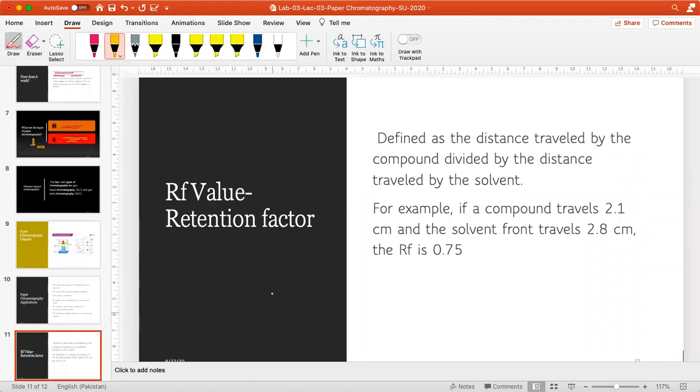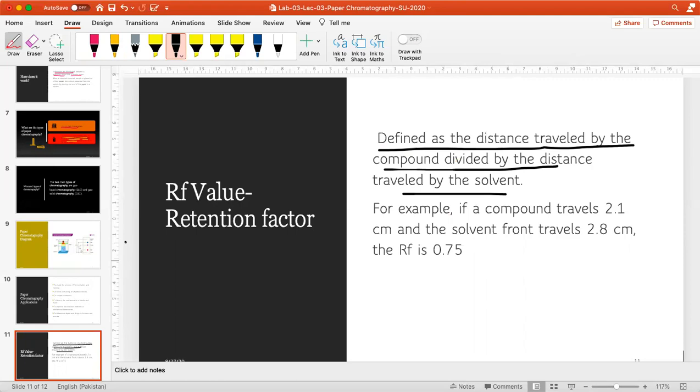So then we come to the RF value. RF value actually means retention factor, and this is defined as the distance traveled by the compound divided by the distance traveled by the solvent. For example, if a compound travels 2.1 centimeters and the solvent front is 2.8, when dividing both, you will get the value of the RF value.